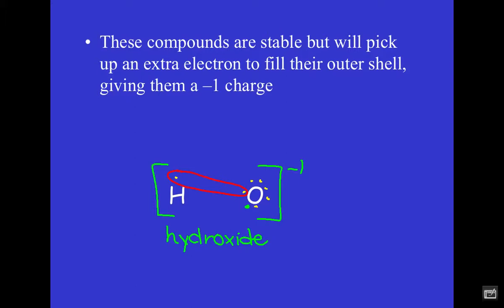What's important to remember is we have this covalent bond between the hydrogen and the oxygen, the two nonmetals. But because in this case it picks up that extra single electron, the whole group gains a -1 charge.